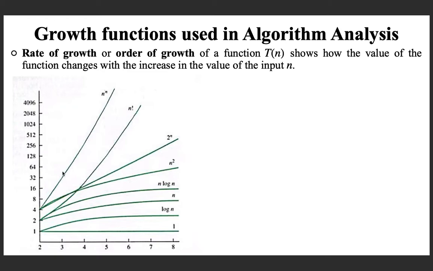N to the power n, the graph grows like this, where if you increase the value of n, the function value, that is n to the power n, will be increased exponentially. Then n factorial, that means if you increase n, say from 5 to 6, the factorial value goes from 120 to 720. Okay, this is also a huge increase. Then 2 to the power n, again exponential but better than these two.